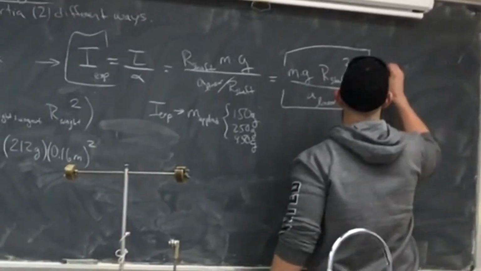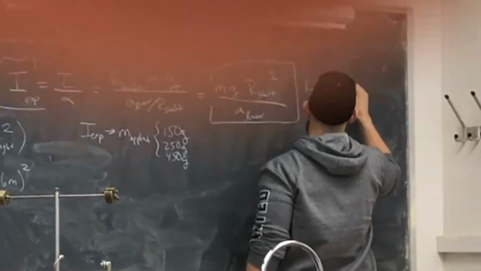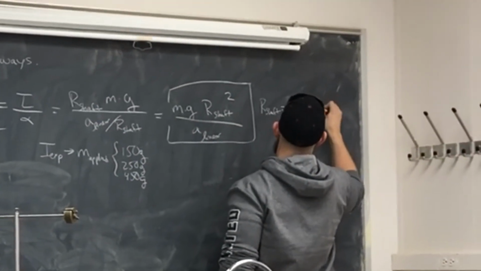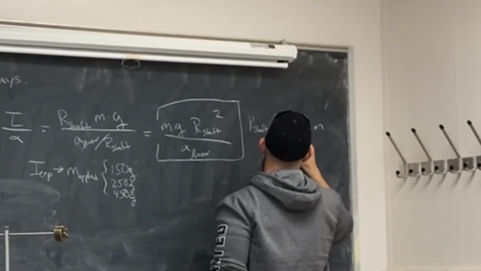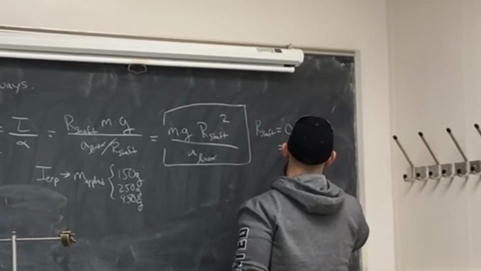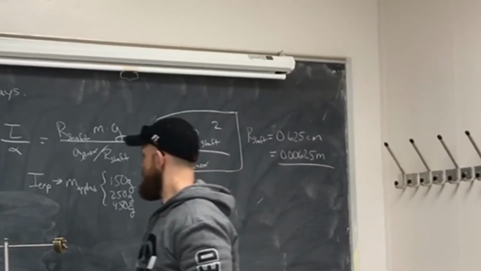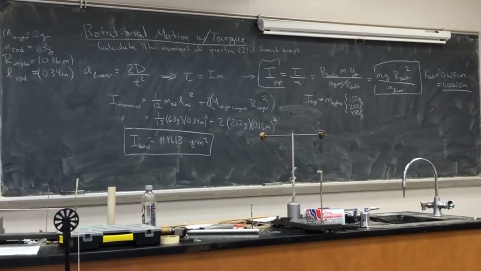Now our shaft has been measured, and it's equal to 0.625 centimeters, which is equal to 0.00625 meters. All right, so that's an important value that we're going to use in our calculations coming up here. All right, so we'll do the first one. We'll measure the first one.